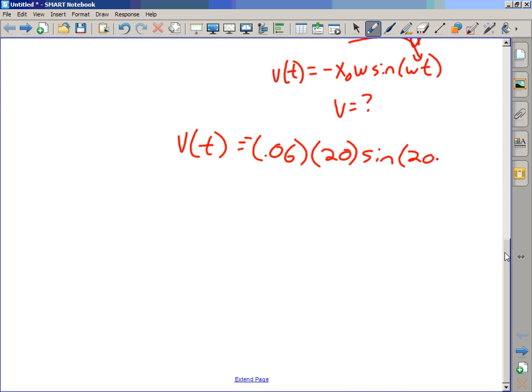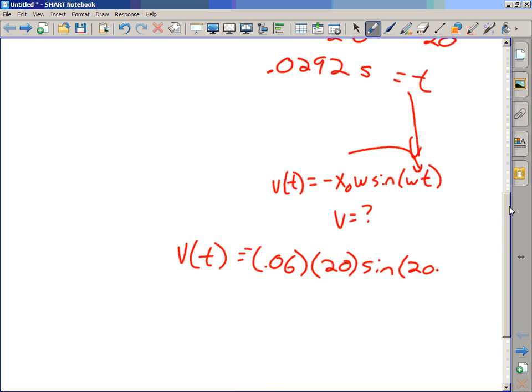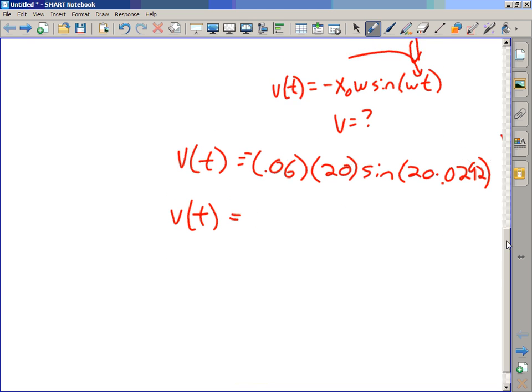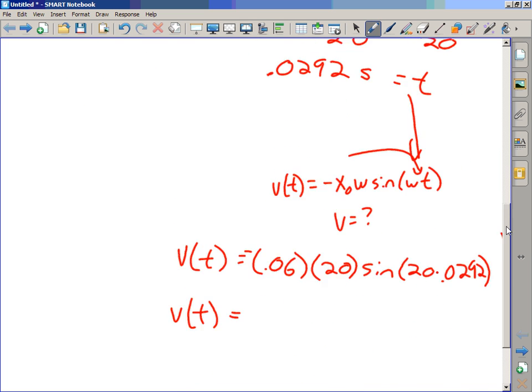Times sine of 20 times that time, 0.029. Plug all that into your calculator, and you'll come out with 0.6.